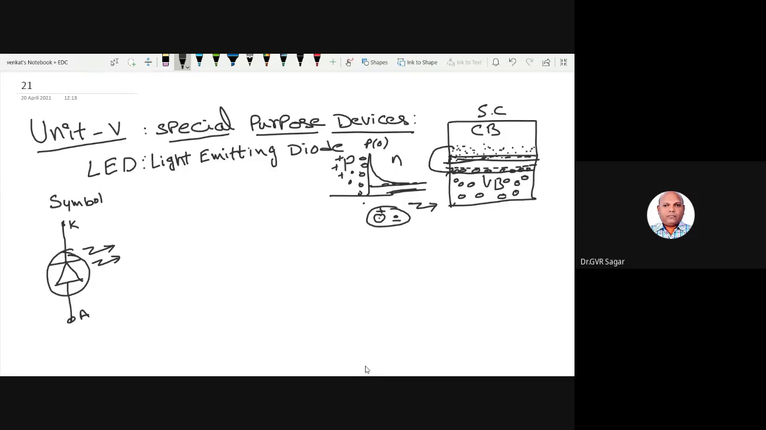So the LED is a PN diode, a special purpose diode made up of optical materials or photo materials. In a simple diode the energy is released in the form of heat, but in an LED it is made of a special material which releases its energy in the form of photons.